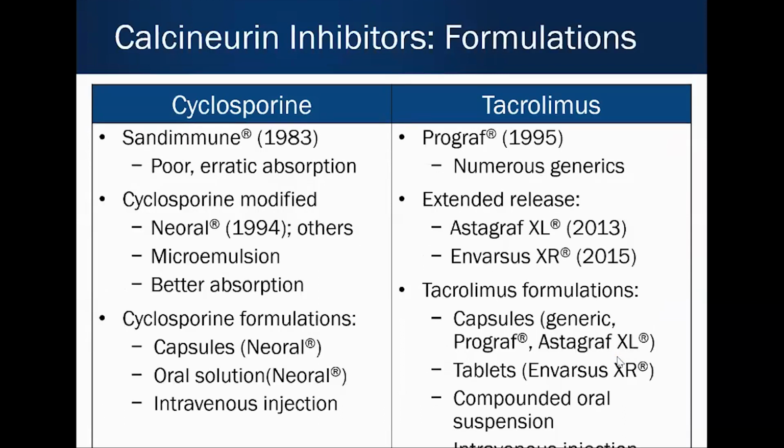Kind of focusing first on the left side, so cyclosporin, like I said, Sandimmune, we don't use it. It has poor, erratic absorption, which is why the modified product, cyclosporin modified, was developed. The brand name of that is Neoral. It essentially ensures better absorption and more predictable levels. It comes as a capsule, an oral solution, or an IV.